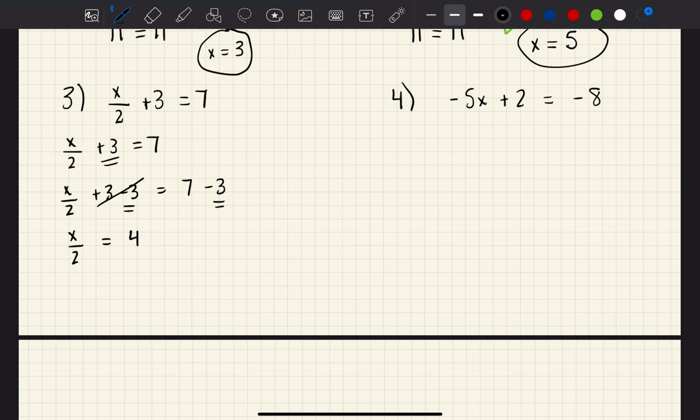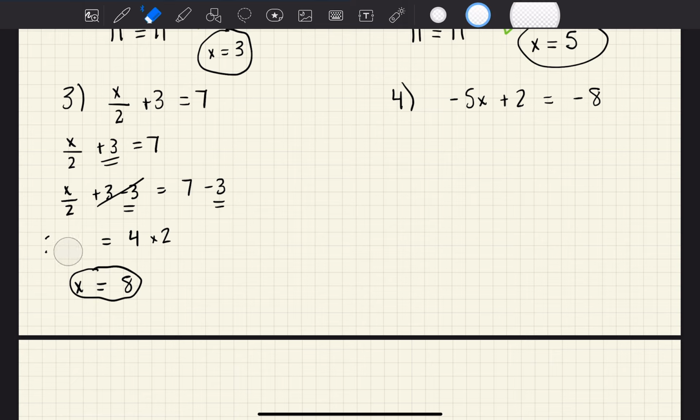Okay, so this example is a little bit different than the others. We have x divided by 2, a fraction, is equal to 4. In this case, we have x being divided by 2. To get that x all by itself, we have to multiply it by 2. And what we do on one side, we have to do to the other side. So those 2's are going to cancel. We're left with x is equal to 4 times 2, which is 8, which is our answer.